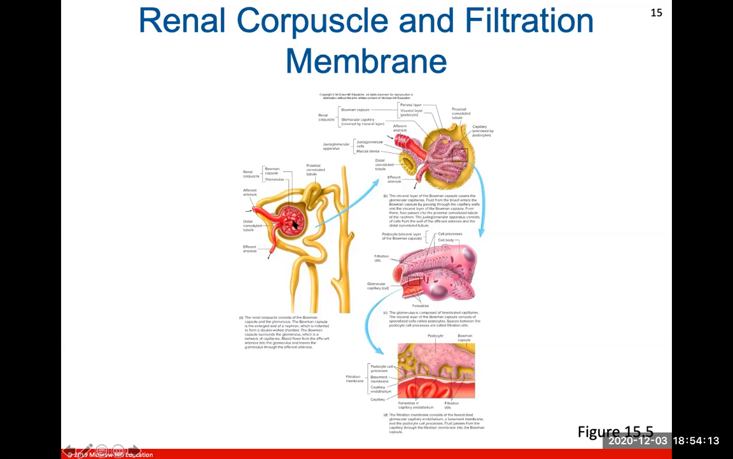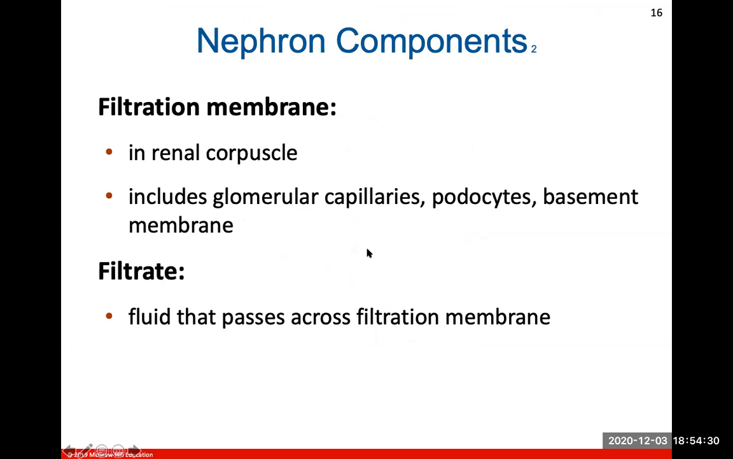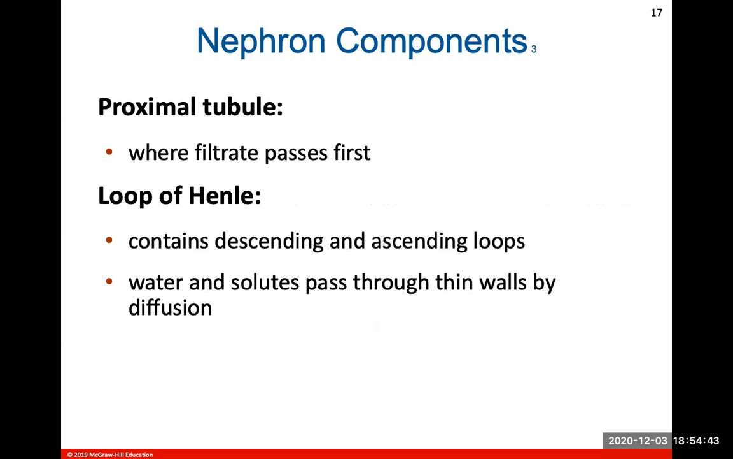The filtrate that's formed after traveling through the podocytes will travel through the proximal convoluted tubule, through the loop of Henle, through the distal convoluted tubule, and into the central collecting duct. The filtration membrane in the nephron is in the renal corpuscle, and it includes the glomerular capillaries, the podocytes, and the basement membrane. The filtrate itself is the fluid that passes across that filtration membrane from the blood.